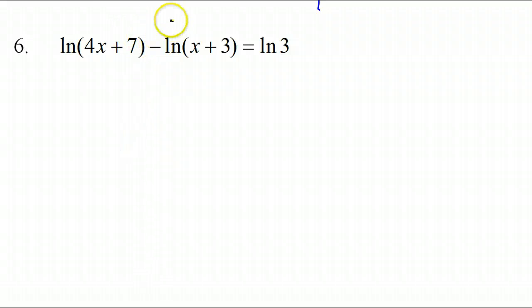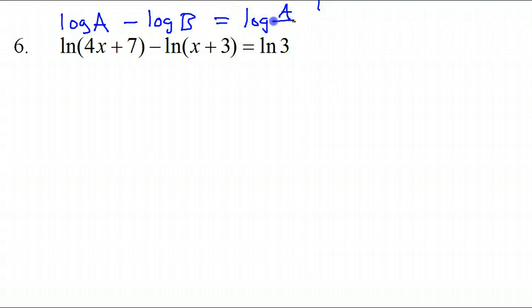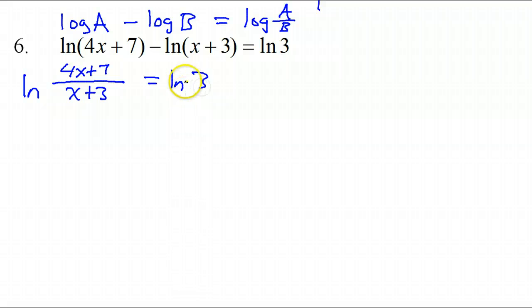Alright, let's try number 6. Once again, we are using the condensing rule that if we have log A minus log B, then that's going to condense as log A over B. So this would be natural log, okay, and that's A, that's B, so that'll be 4x plus 7 over x plus 3 is equal to natural log of 3.